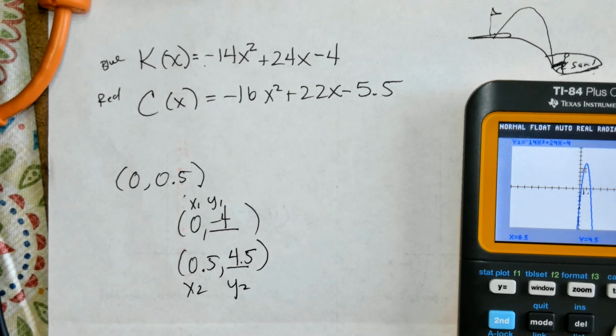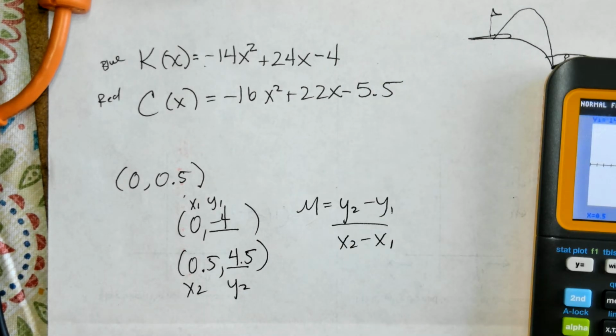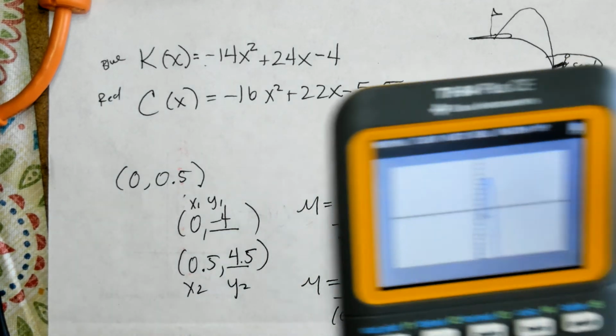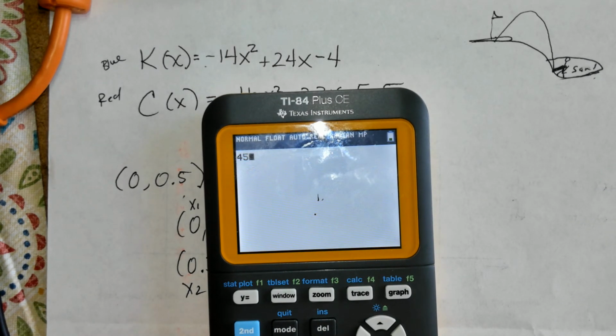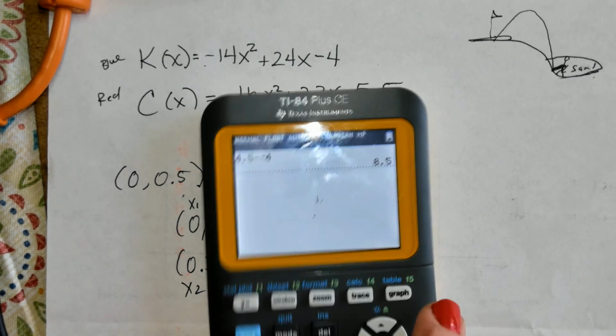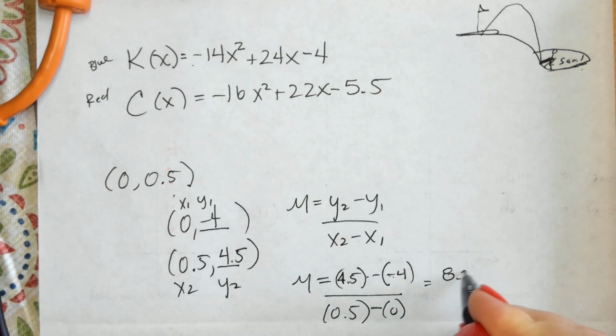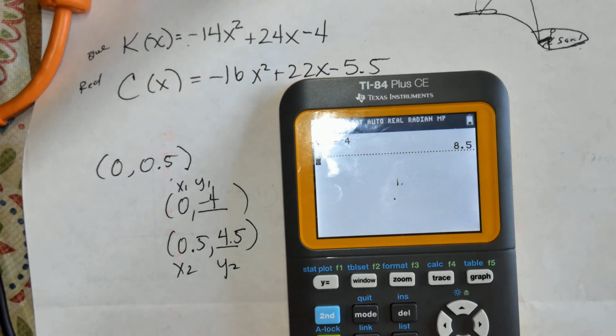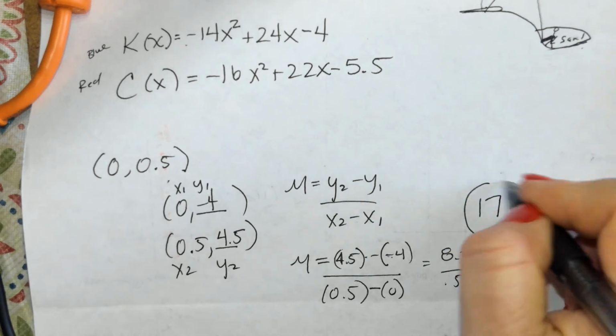I'll label the numerical values with x1, y1 for the first ordered pair and x2, y2. Plug those values into this equation, and you can do mental math or grab a calculator. So 4.5 subtract a -4. Remember, two negatives make a positive, and if you don't feel as comfortable, then use your calculator. 4.5 subtract a -4, you're going to end up with 8.5 on top. 0.5 subtract nothing is 0.5. Now use that calculator: 8.5 divided by 0.5 is 17. So the answer is 17, but what does this mean?